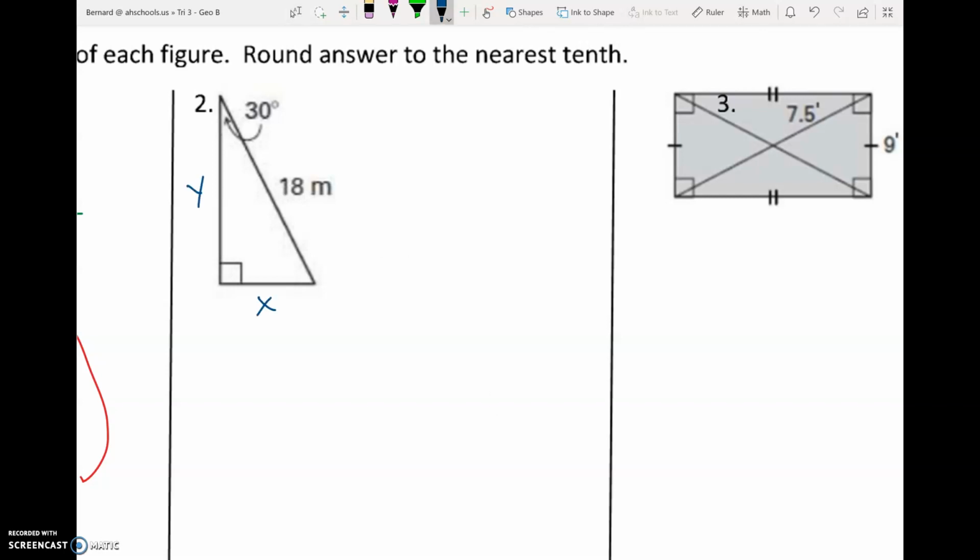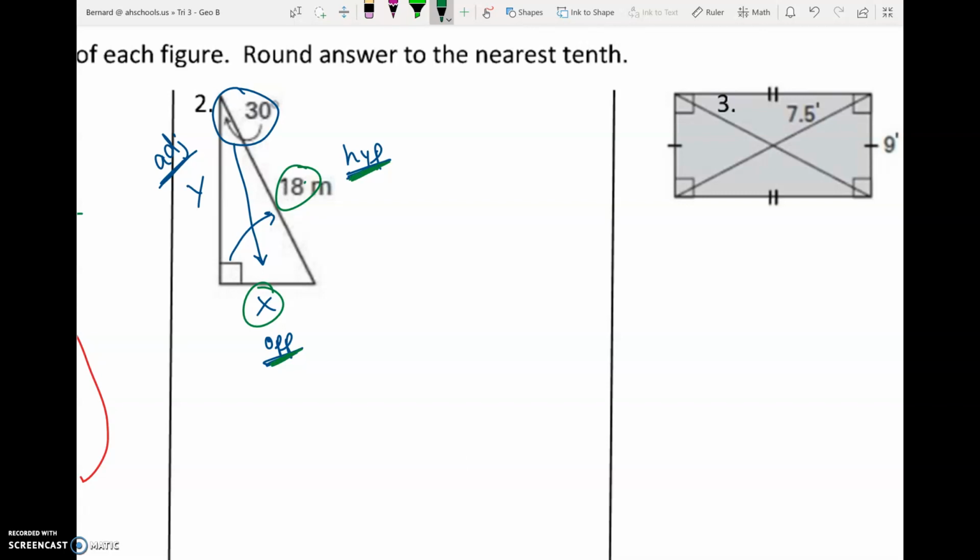We need to do the same thing as last problem. And so we're going to start with the 30. We're going to look across from the 30. That's our opposite. Across from the 90 is our hypotenuse, which makes y our adjacent side. So let's say we want to find x. Obviously, we're going to use x and then our 18. And so this time, if you think of SOHCAHTOA, we are using opposite and hypotenuse again.